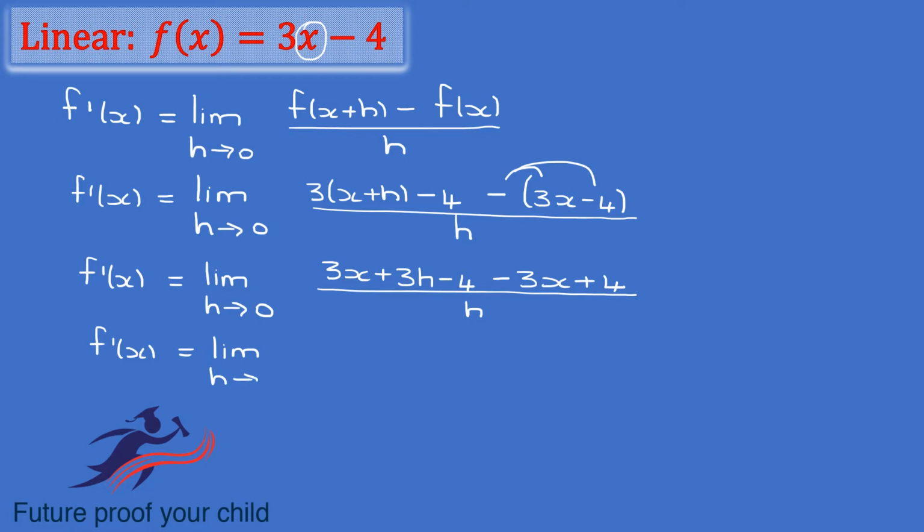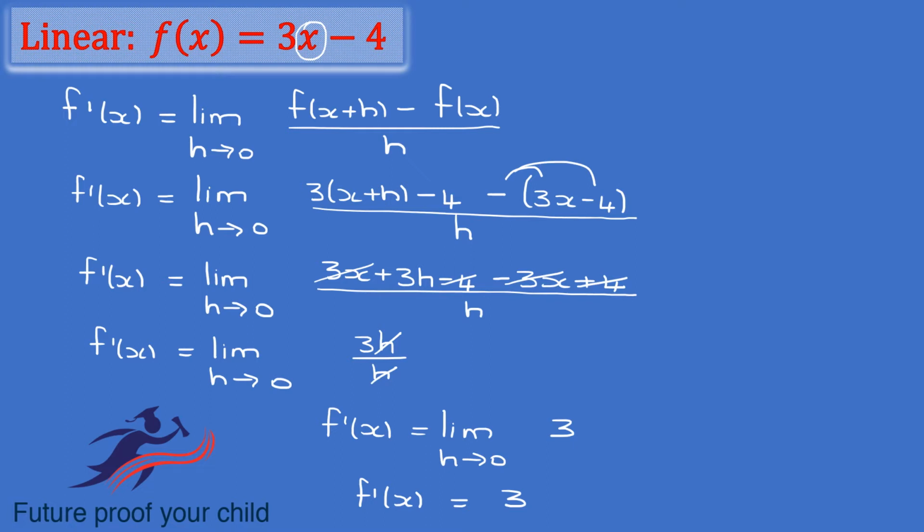So the derivative equals the limit as h approaches 0. The 3x minus 3x cancel, the minus 4 and the 4 cancel. So everything without an h will cancel. It's also something you can use to check yourself. Then you have 3h over h. The h's can cancel, so your derivative equals the limit as h approaches 0 of 3. And then there's no more h to replace, so therefore the answer is just 3.